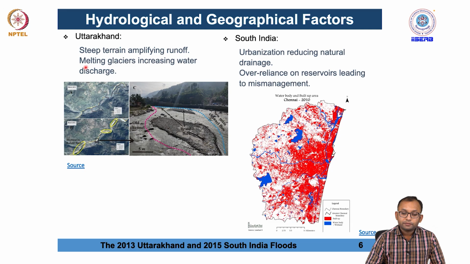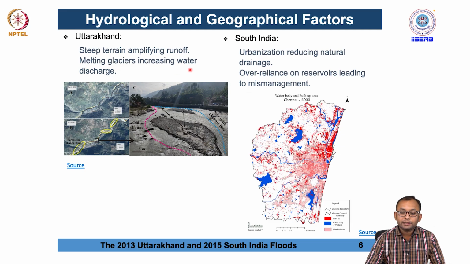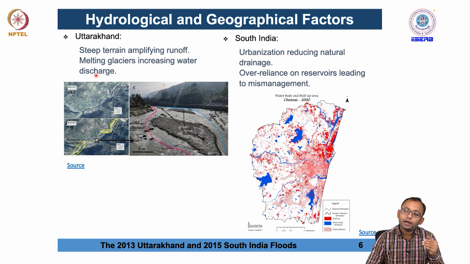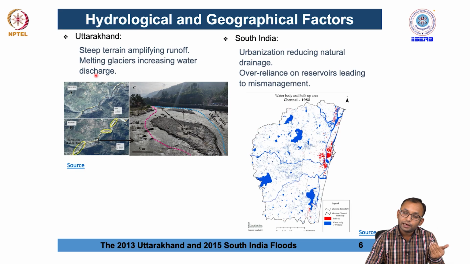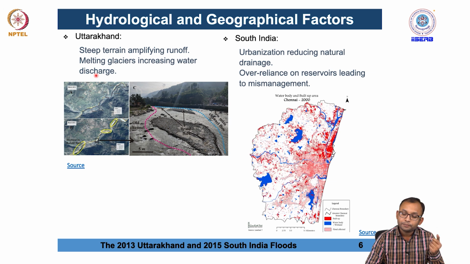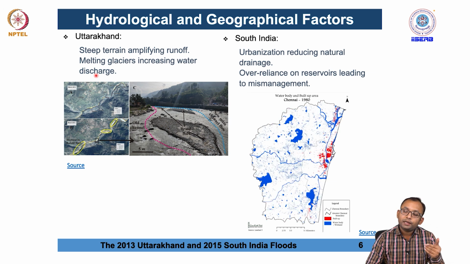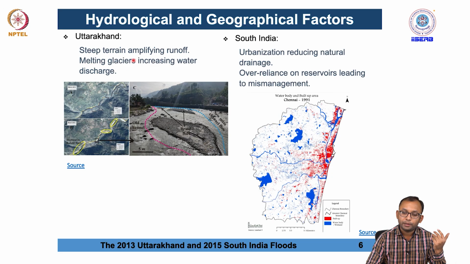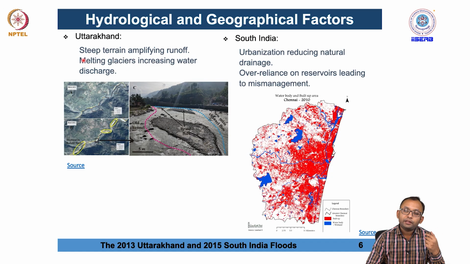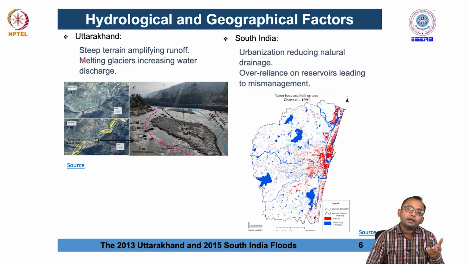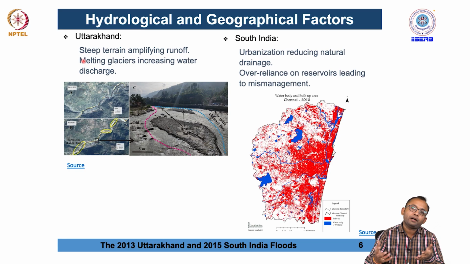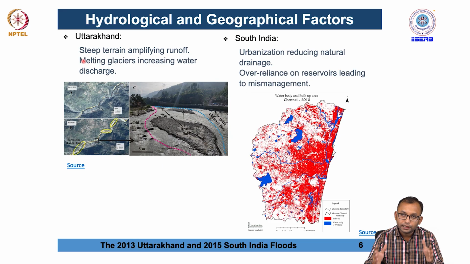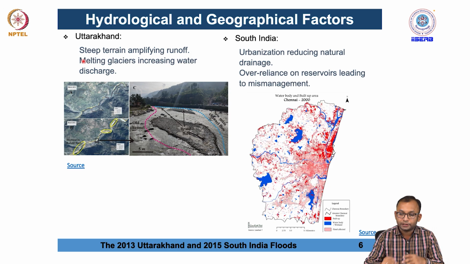Other factors include, for example, melting glaciers and increasing water discharge. Sometimes it is observed that when there is a high rate of glacier melting, these regions are already saturated by the meltwater, and when rainfall occurs there, it creates a very high peak of flood events, and therefore intense flooding in those regions as well.